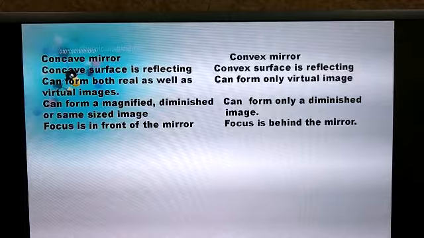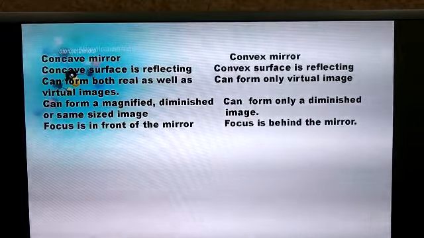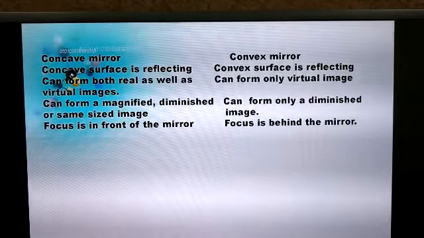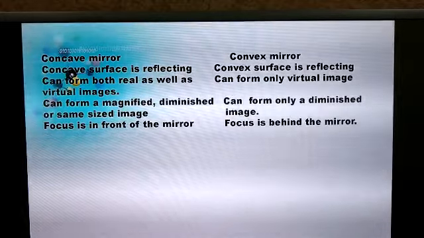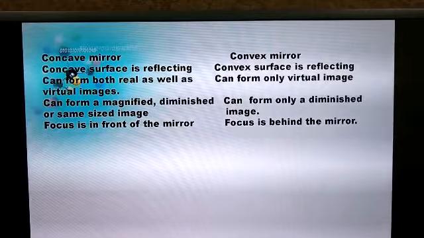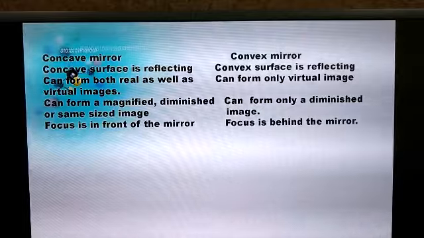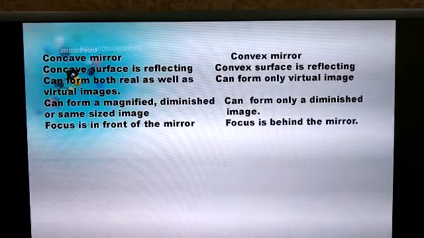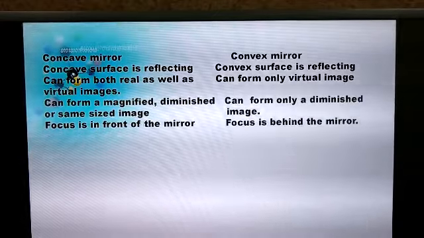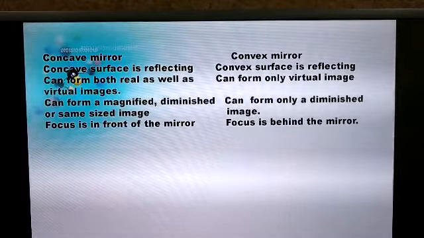Now that we have studied about concave and convex mirrors, we can write down the distinguishing points between both of them. In concave mirror, the concave surface or the inner surface is the reflecting surface. In convex mirror, the convex surface or the bulging surface or the outer surface is the reflecting surface. Concave mirror can form real as well as virtual images, but convex mirror can give us only virtual images. Concave mirror can form magnified image or diminished image or same sized image. Convex mirror can form only diminished images.